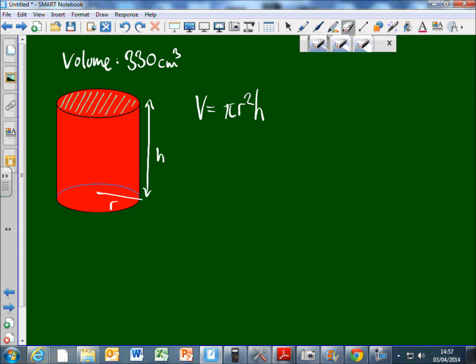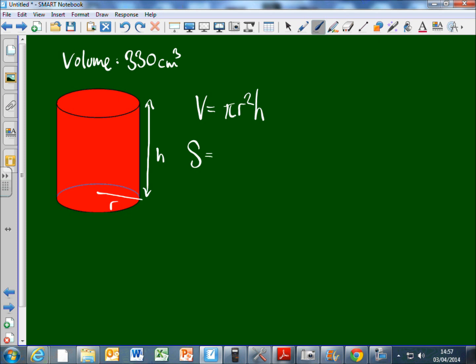Any prism that you've got, could be a cuboid or cylinder, or a triangular prism, you find the area of the cross section and you times by how high it is, okay? And so what about the surface area then? I'm going to use S for surface area.